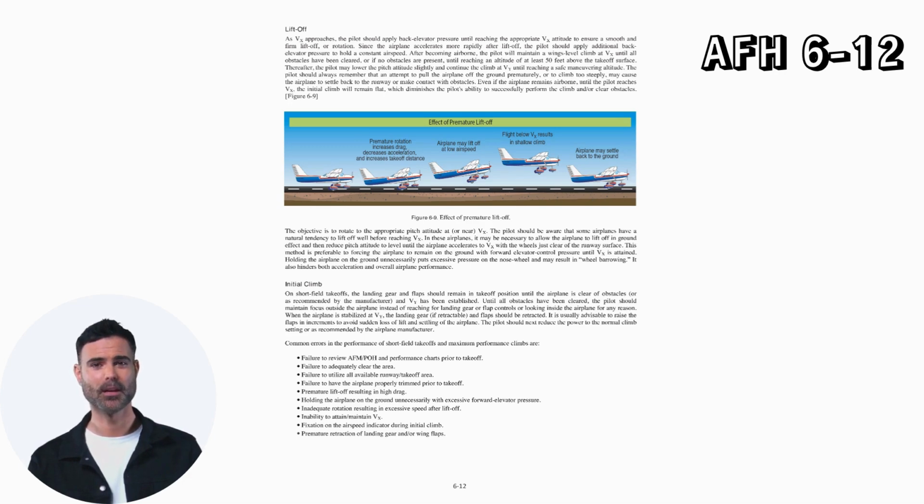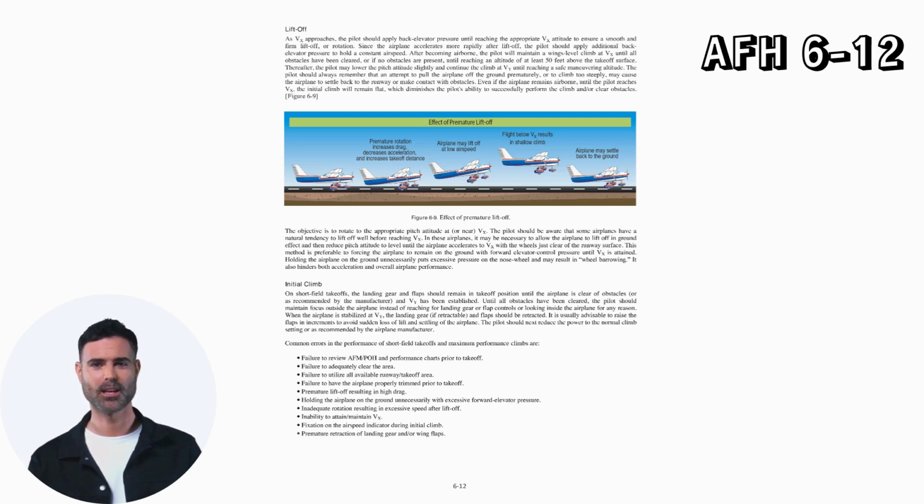Thereafter, the pilot may lower the pitch attitude slightly and continue the climb at Vy until reaching a safe maneuvering altitude. The pilot should always remember that an attempt to pull the airplane off the ground prematurely or to climb too steeply may cause the airplane to settle back to the runway or make contact with obstacles. Even if the airplane remains airborne, until the pilot reaches Vx, the initial climb will remain flat, which diminishes the pilot's ability to successfully perform the climb and/or clear obstacles.